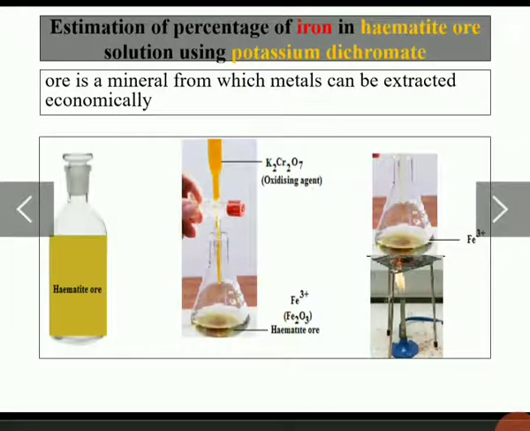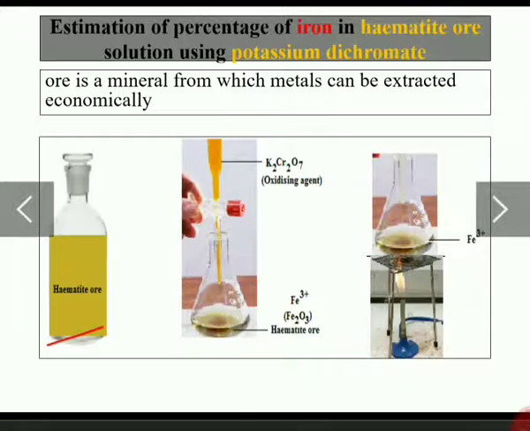Hope all are fine. Today, let's see the last experiment in your lab in part B, that is estimation of percentage of iron in hematite ore solution. You will be given a hematite ore solution. You have to find out the percentage of iron present in the given solution.